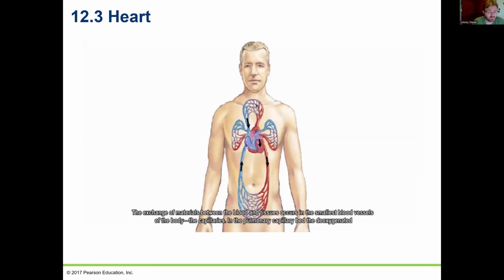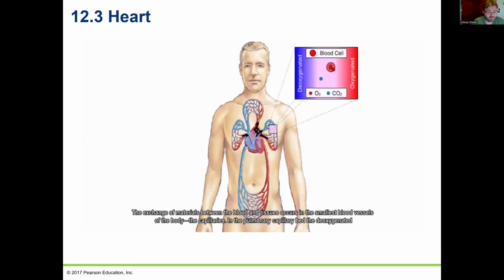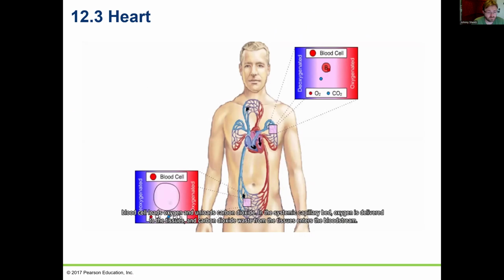The exchange of materials between the blood and tissues occurs in the smallest blood vessels of the body, the capillaries. In the pulmonary capillary bed, the deoxygenated blood cell loads oxygen and unloads carbon dioxide. In the systemic capillary bed, oxygen is delivered to the tissues, and carbon dioxide waste from the tissues enters the bloodstream.